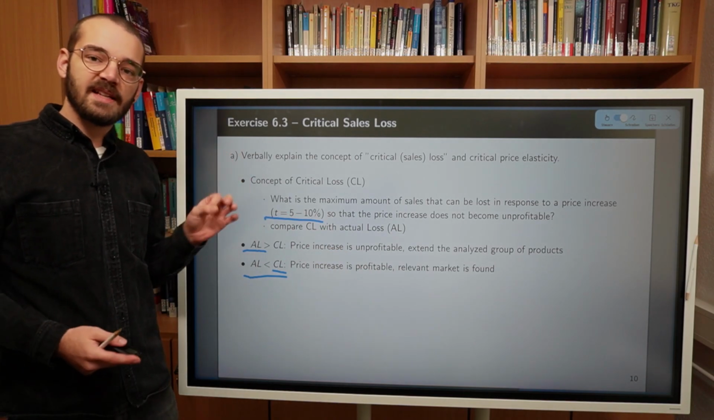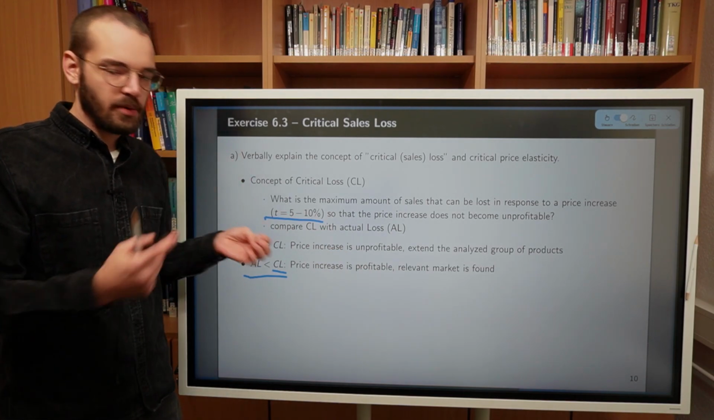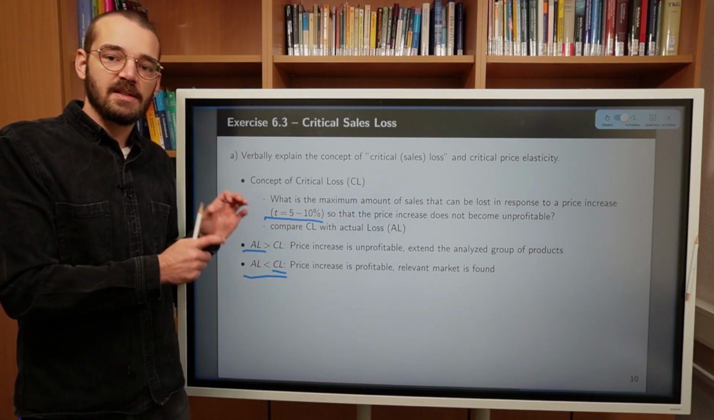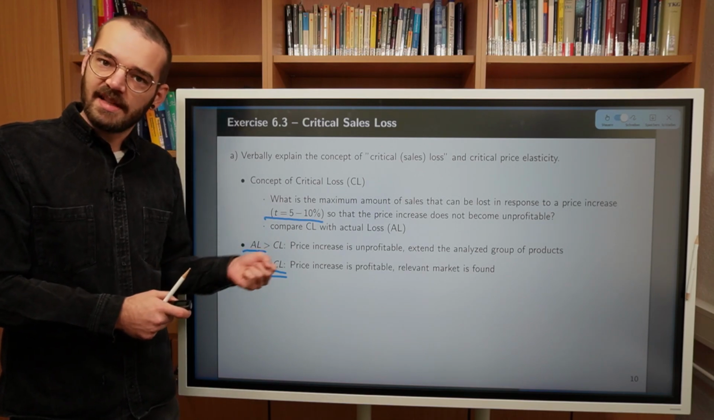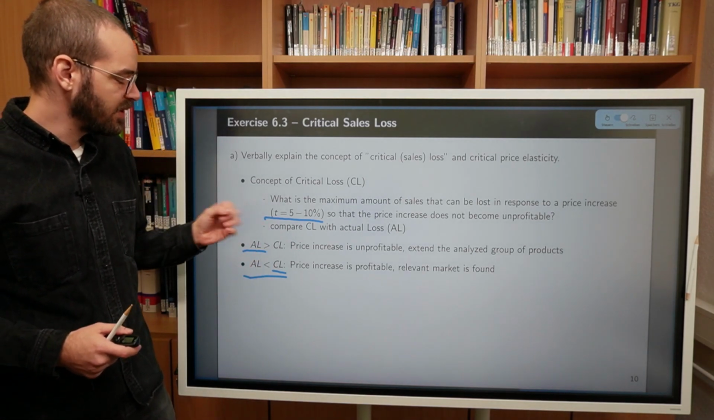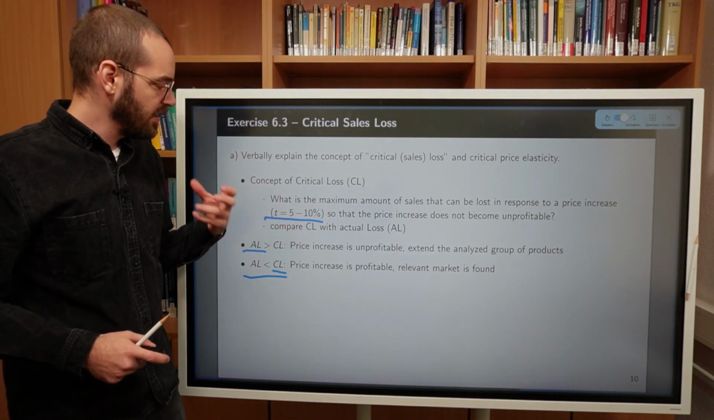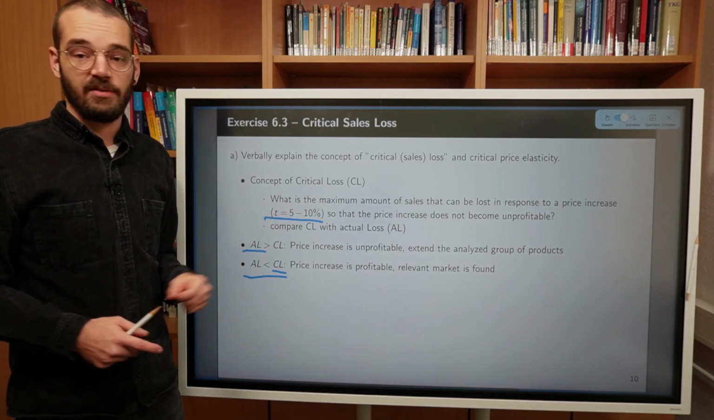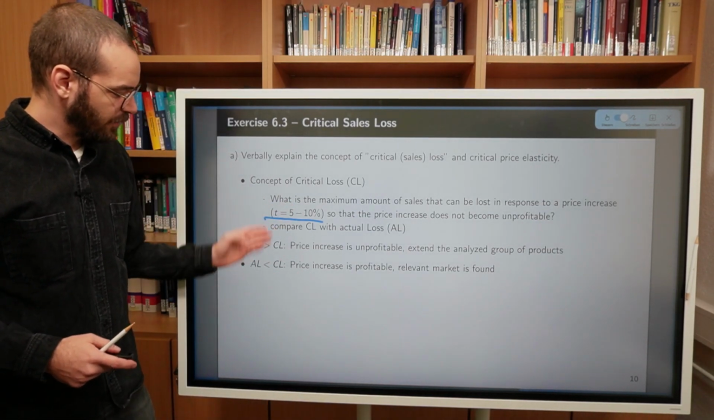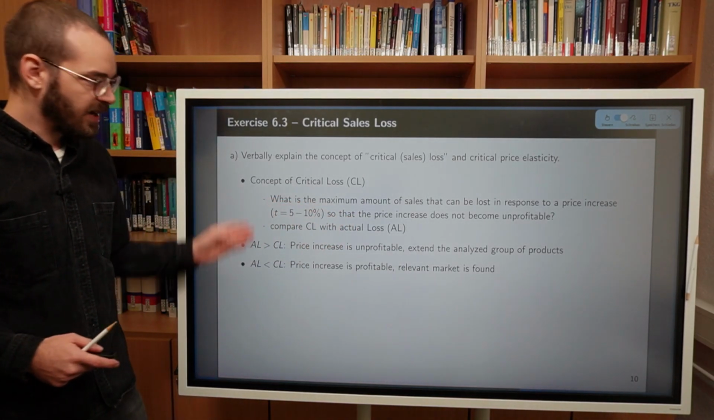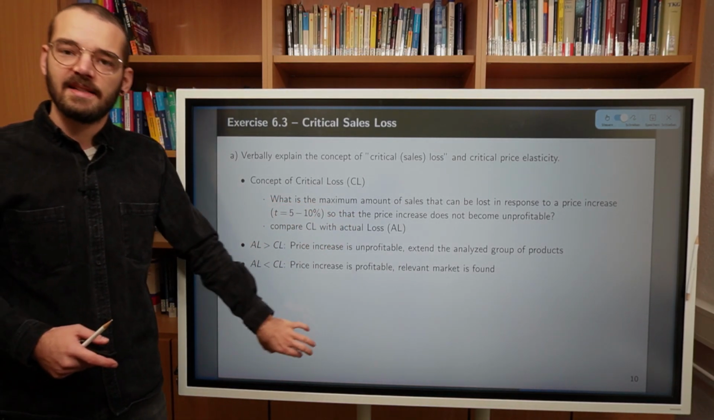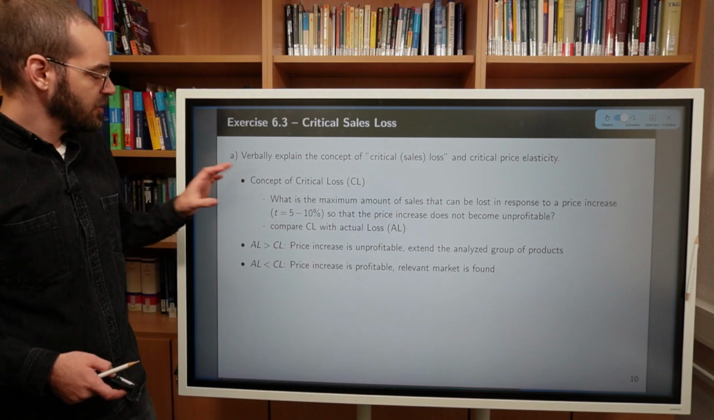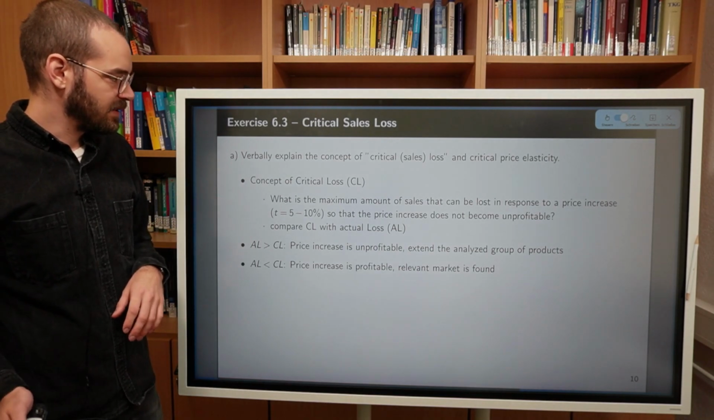Okay, of course, in this exercise, we are not considering more and more products. We are not broadening the market definition or anything. We are not using this tool for market definition in this exercise, but rather we are just toying around with it and analyzing the actual profitability of these price increases. So this is just for context, because we are discussing this exercise in the context of market definitions. All right, so that's the concept of the critical sales loss.